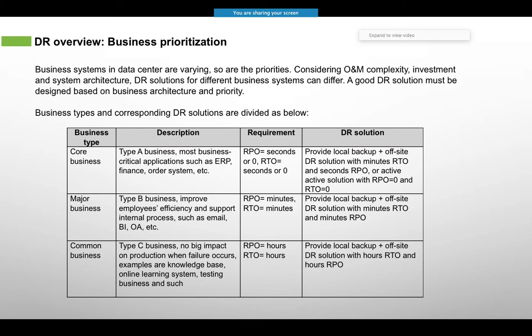And I need to emphasize here that a very good disaster recovery solution must be designed based on business architecture and priority. There's no solution that can suit all applications. So you have to prioritize your business applications first and see which type of disaster recovery solution will suit those applications best.